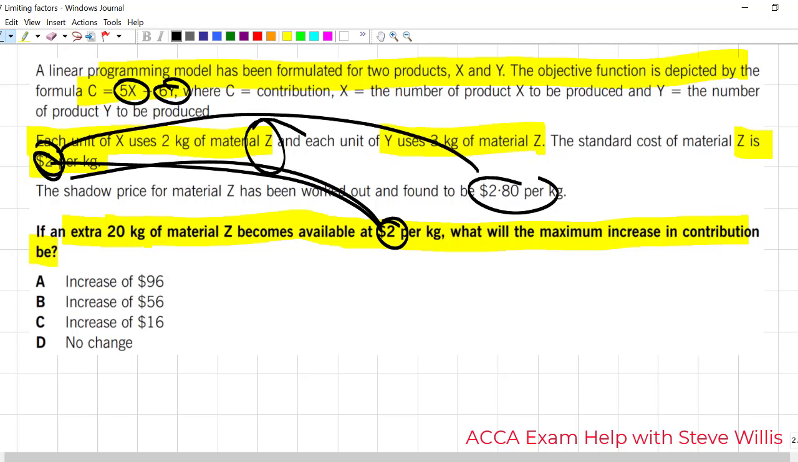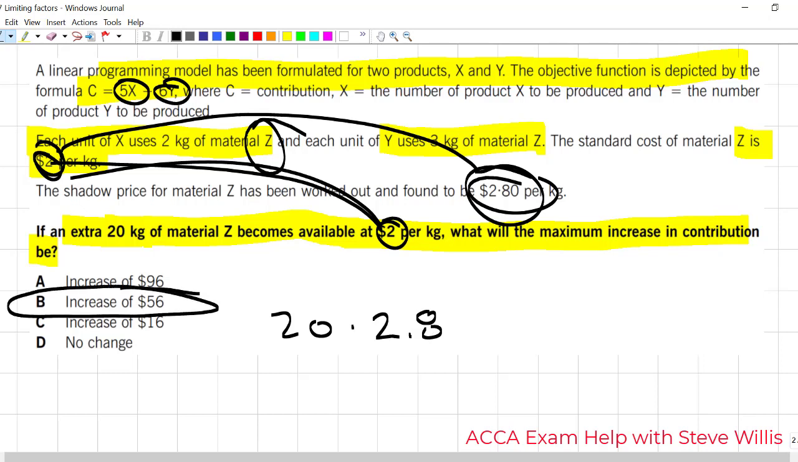Shadow price tells us the maximum extra price we would pay on top of the 2. So we're going to keep all of this extra contribution. So 20 times 2.8, okay, that's going to be 56. Answer, everybody, is B.